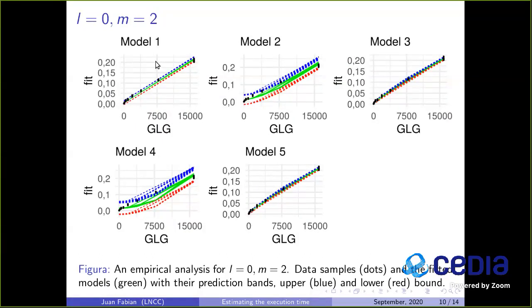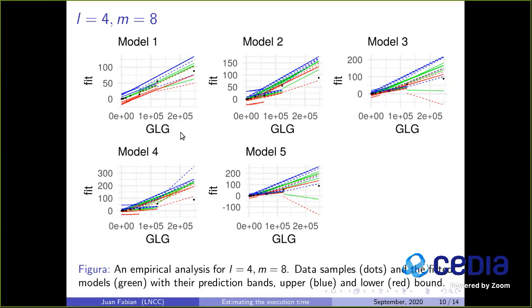In models 1, 3, and 5, there are points that fall out of the prediction bands. And for that, we refute the hypothesis HR0. And for the hypothesis HV0, we refute it in models 3, 4, and 5. Here, model 2 is the only one in which we cannot refute both hypotheses. This is in the case L equals 0 and M equals 2.